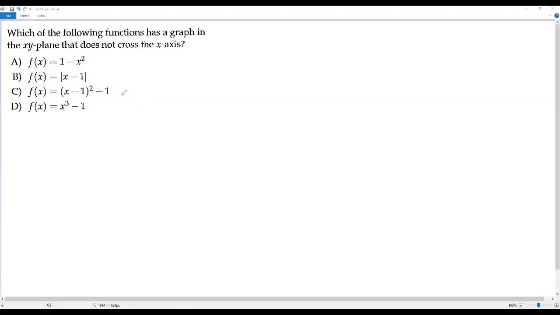Here we have a SAT math question. Okay, let's go to the information. Which of the following functions has a graph in the xy plane that does not cross the x-axis?